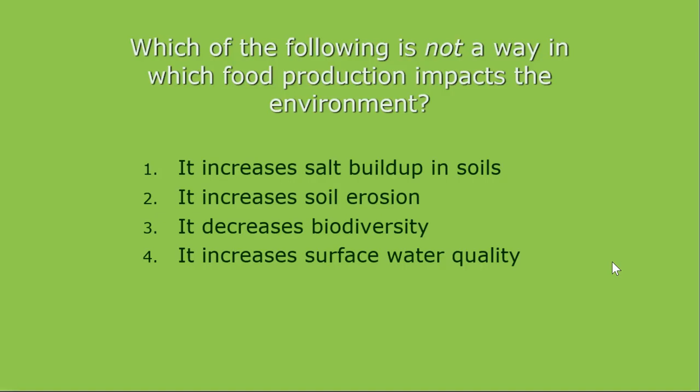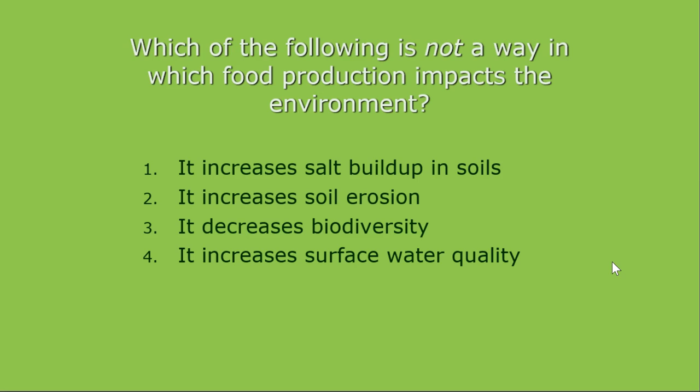So which of the following is not a way in which food production impacts the environment? It increases salt buildup in soils, it increases soil erosion, it decreases biodiversity, it increases surface water quality. Well, it certainly does not increase surface water quality. As a matter of fact, it decreases it. So 4 is the answer.